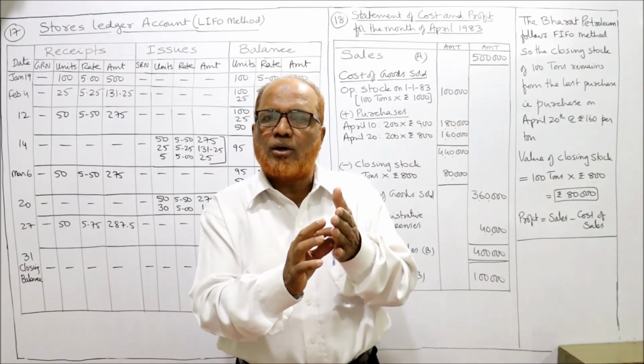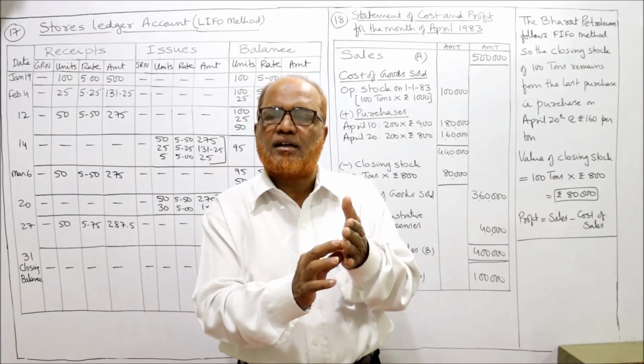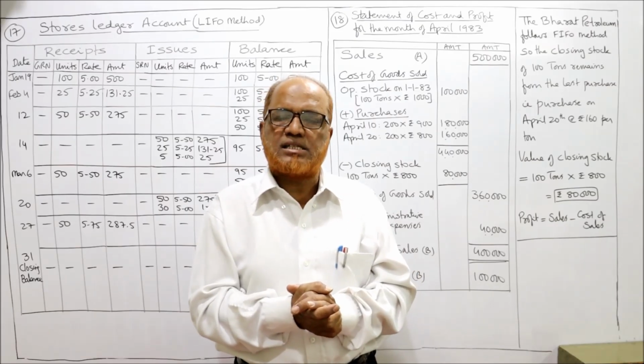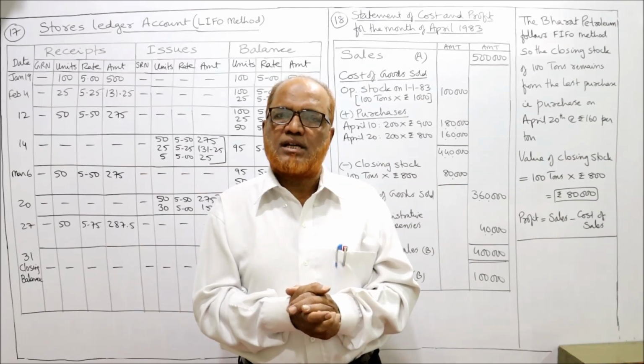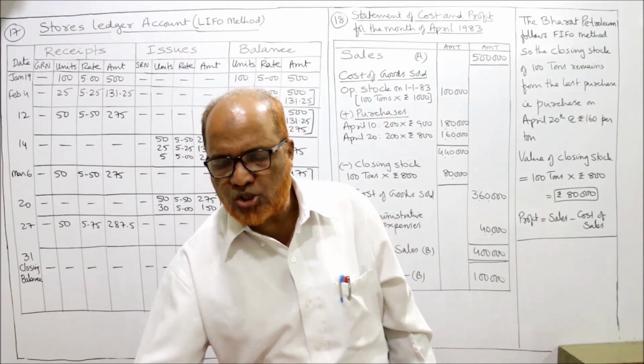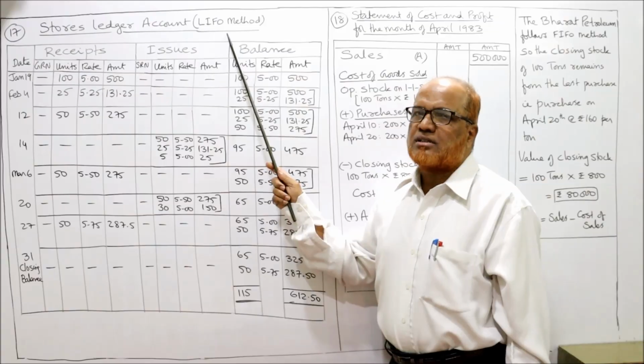So first you should write a note. Since the prices are showing an increasing trend, the appropriate method of issuing the material is the LIFO method, last in first out method. That's it. Now I have prepared the stores ledger account. Watch carefully here. Stores ledger account, LIFO method.